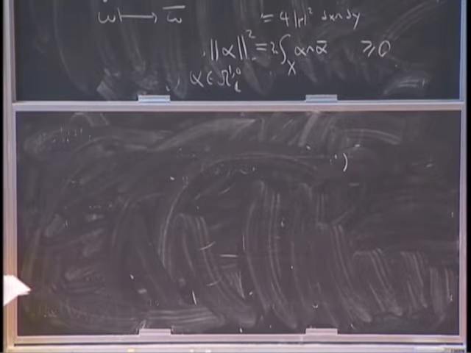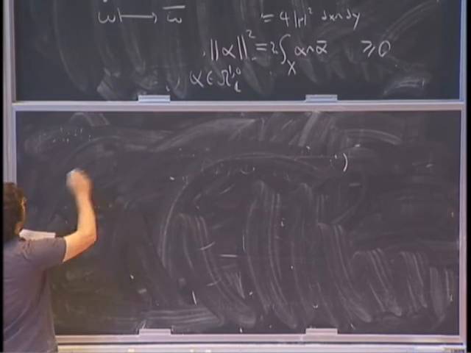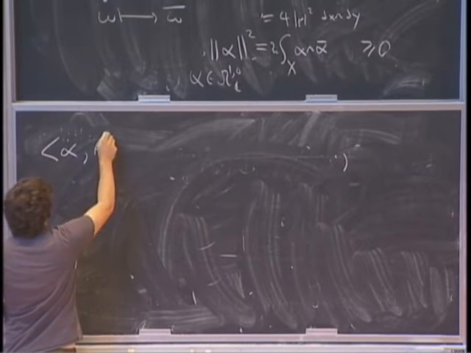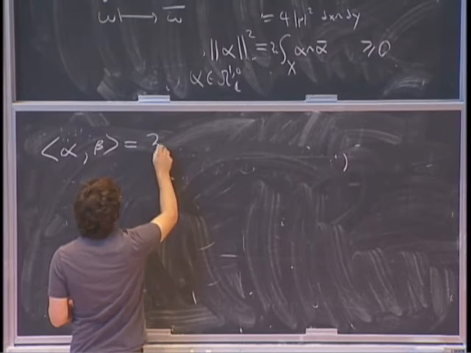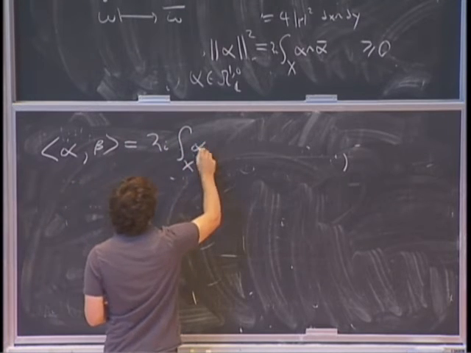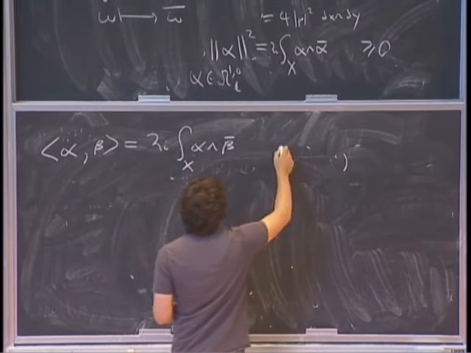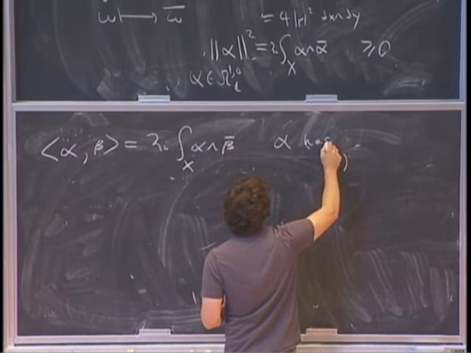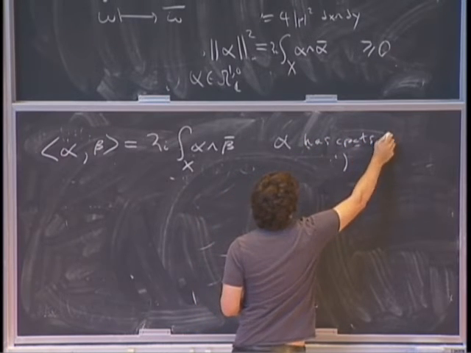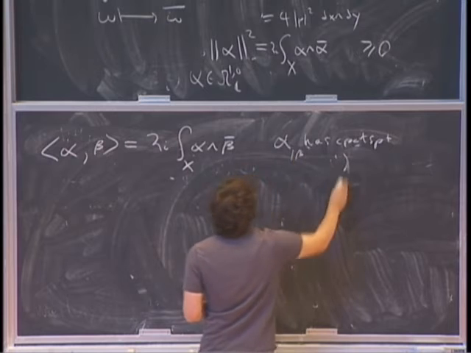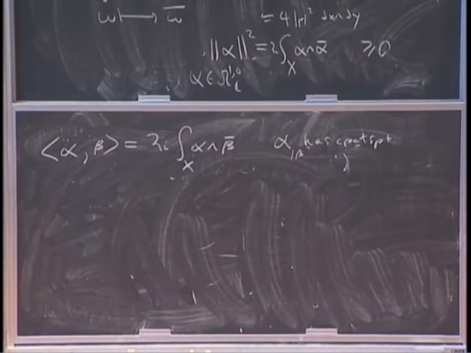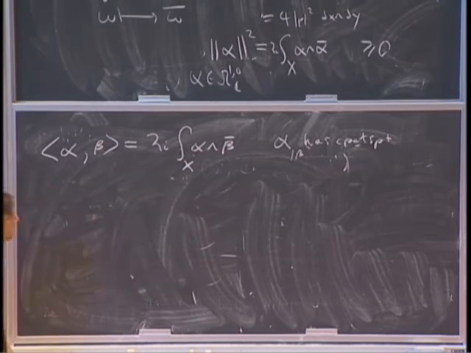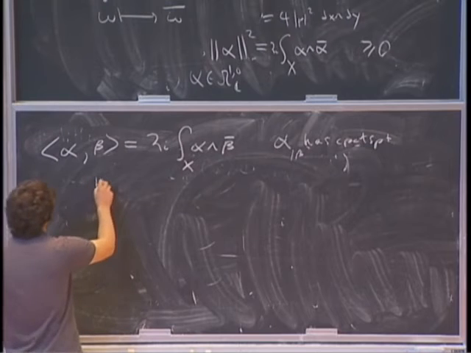Okay, so now, one should convince yourself there's also this Hermitian inner product, which is just going to be equal to 2i. But now, let's say alpha has compact support. This doesn't have a sign necessarily anymore, so we need at least one of them to be compact so we can form the integral. So this is the Hermitian inner product.